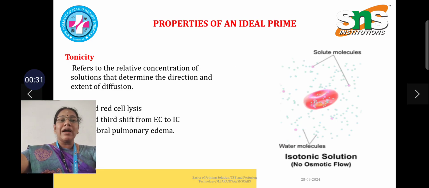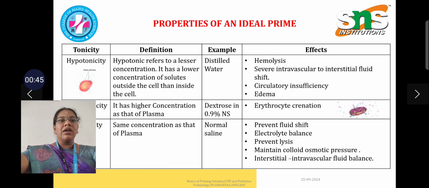So how should the ideal prime be? It should be isotonic. Tonicity refers to the concentration of the solution that determines the direction of diffusion. It does not cause red blood cell lysis, third spacing or edema to the patient. Here are the properties of an ideal prime. There are various solutions: hypotonic, hypertonic and isotonic solution.